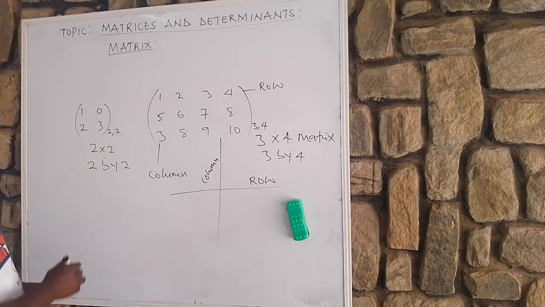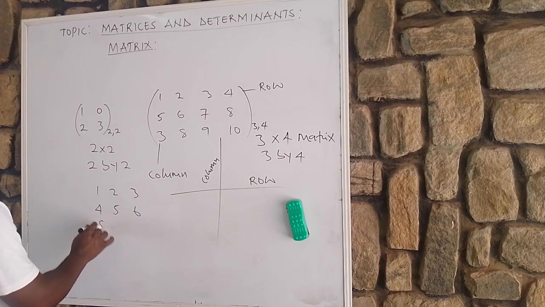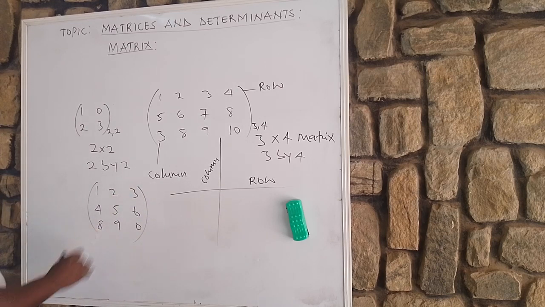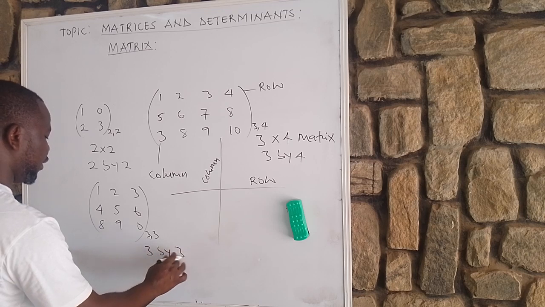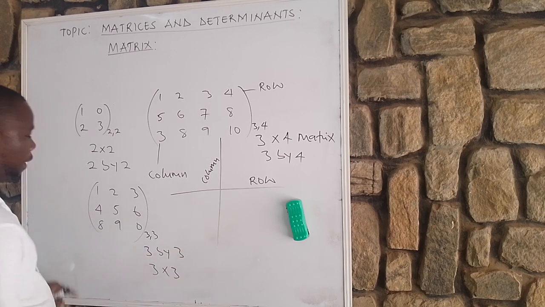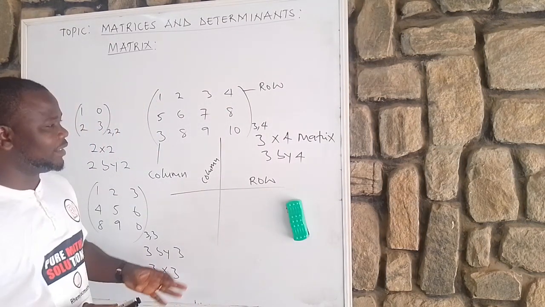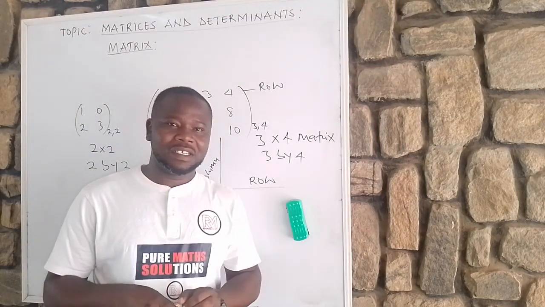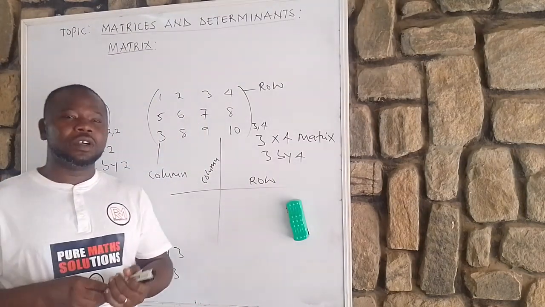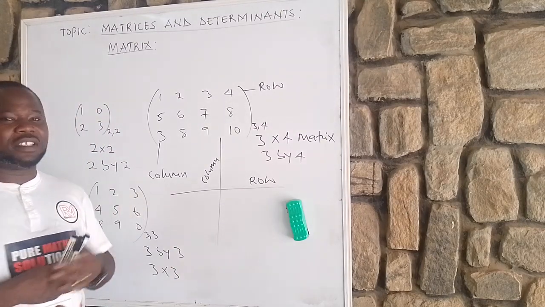So take note. What if we have 1, 2, 3, 4, 5, 8, 9, 10? This is called a 3 by 3 matrix. Is that clear? It's either written this way or 3 by 3 matrix. So now you can see that we are able to define a matrix in real life, true or false? So if someone asks you, you don't need to cram. You can explain what a matrix is all about.